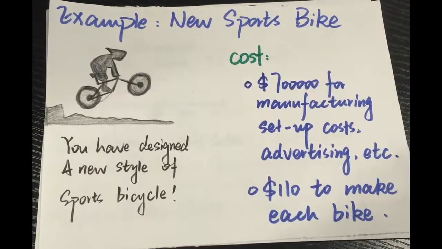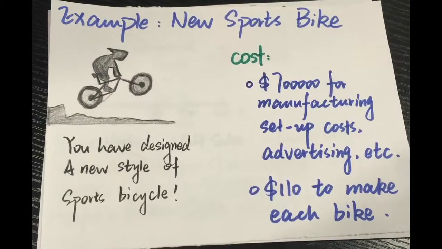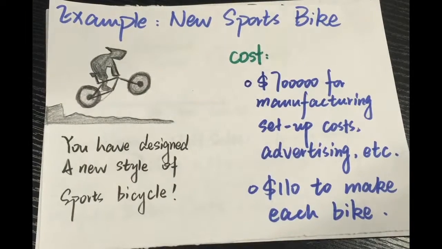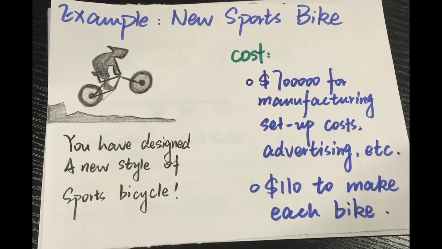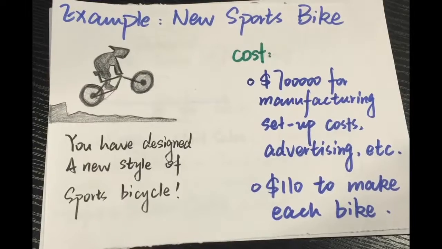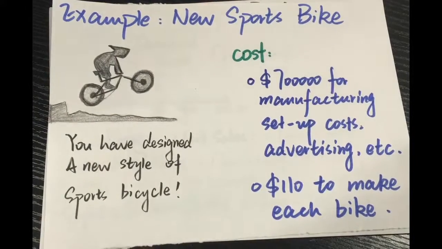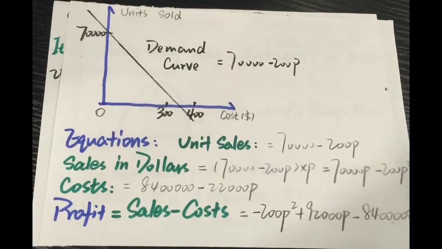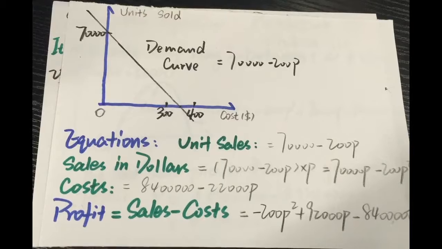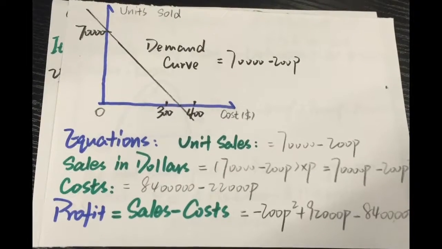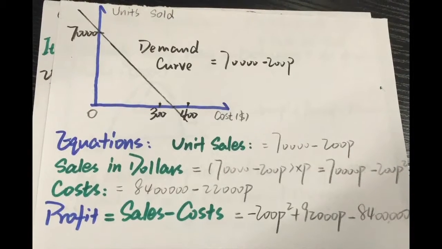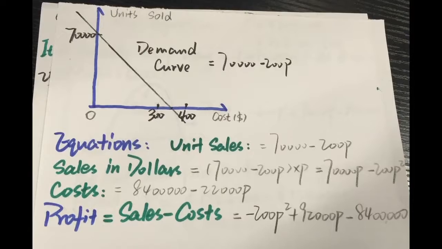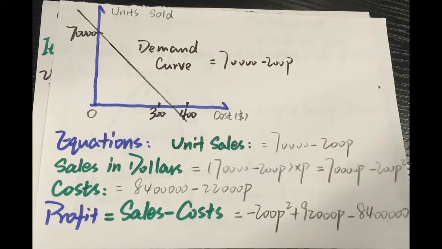Hello everyone, let's have a look at another example, a new sports bike. You have designed a new style of sports bicycle, and now you want to make lots of them and sell them for profit. First, your costs are going to be $100,000 for manufacturing setup costs, advertising, and so on. And second, $110 to make each bike. Based on similar bikes, you can expect sales to follow this demand curve: unit sales equal 70,000 minus 200 times price. For example, if you set the price at 0, you would give away 70,000 bikes, and at a price of $350, you would not sell any bikes at all.